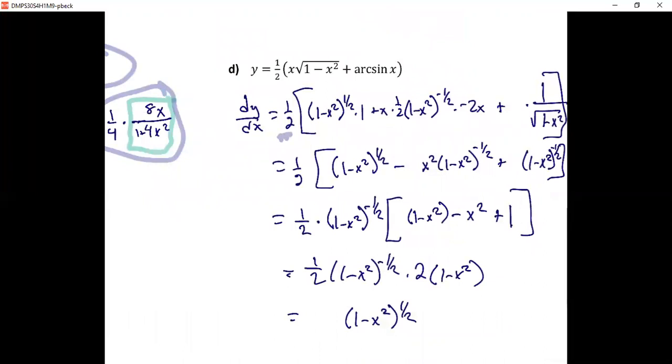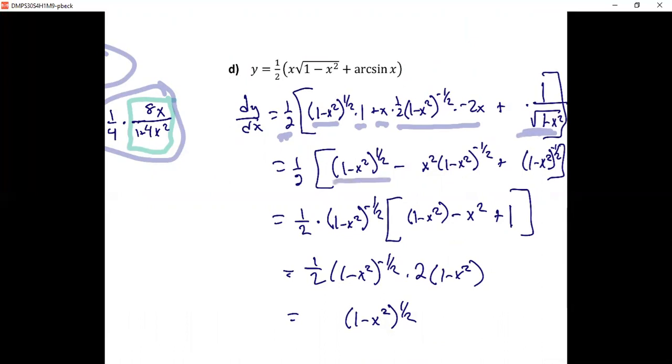2 more problems. When it comes to D, something similar is going to occur here. We have this 1/2 on the outside, just to make life easier. So v du plus u dv. That's a really long derivative. And then the derivative of arc sine is this expression. Let's rewrite it and clean it up.